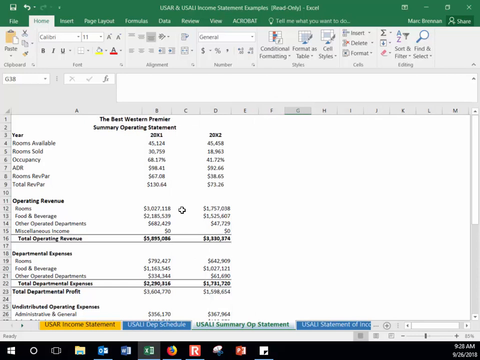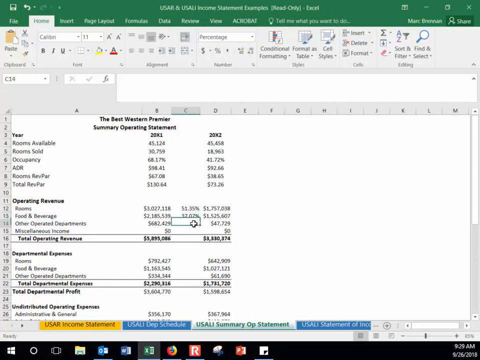Okay, we'll just expand this. Now we're going to do this part quickly. I'm just going to do one or two. So we'd go our $3,027,118 divided by our total operating revenue, our 5.9 million almost. And if it shows up as a dollar, remember you're in Excel, click the percentage number, add two decimal places. We would do the same here, 2,185,539 divided by, and again, if you see a dollar, percentage, boom.